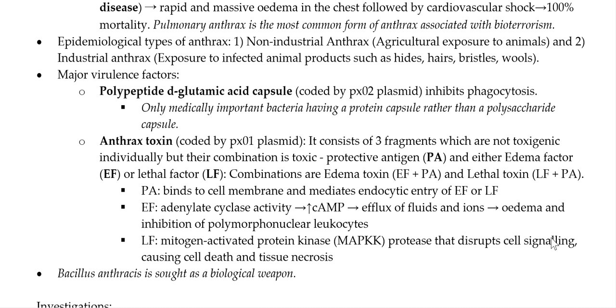And second, once it evades the immune cells, it multiplies and releases the anthrax toxin, which is coded by another plasmid, pXO1. This anthrax toxin is made up of three fragments: PA, EF, and LF. PA is protective antigen, the portion which binds with human tissues. Edema factor causes edema, and lethal factor causes death. Individually, these fragments may not be that toxic, but the combination of them definitely causes toxigenicity. So what is the function of PA?